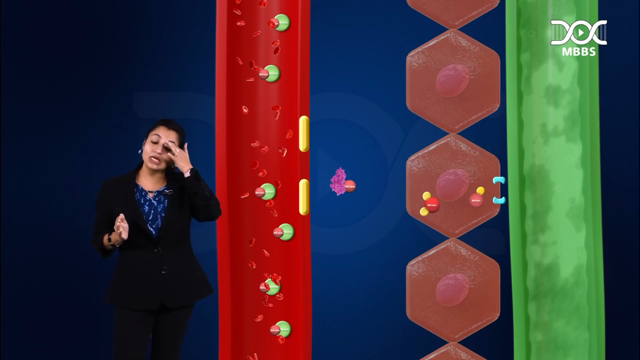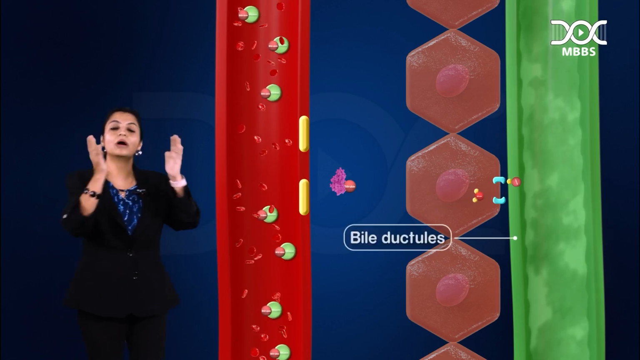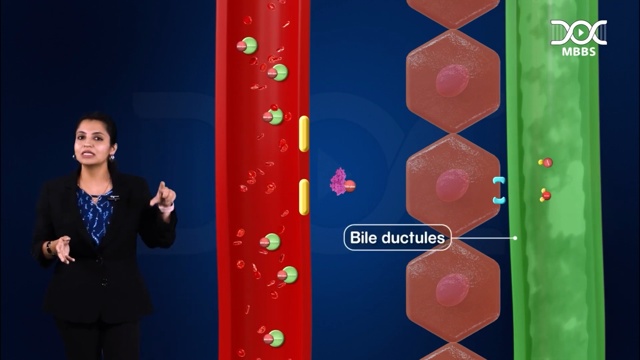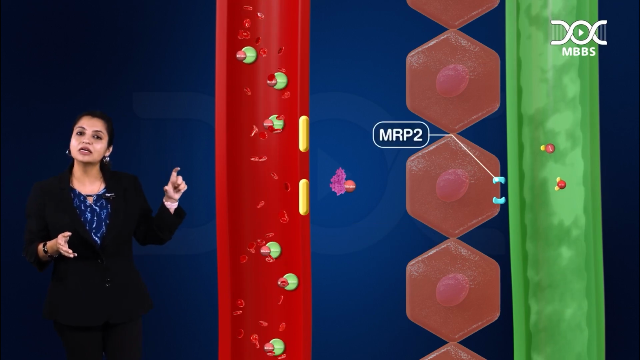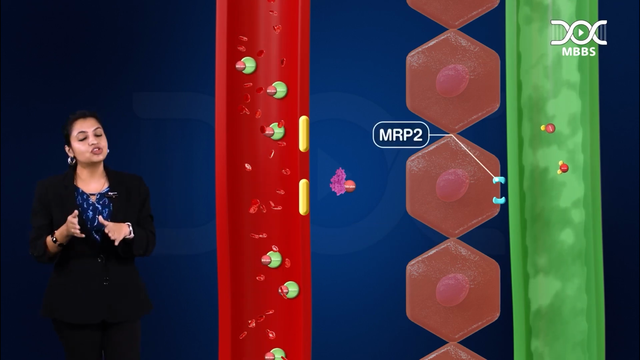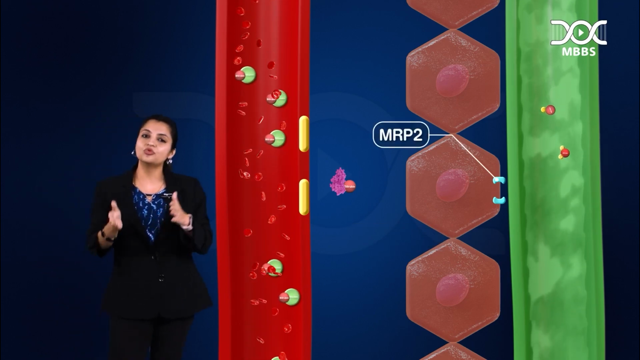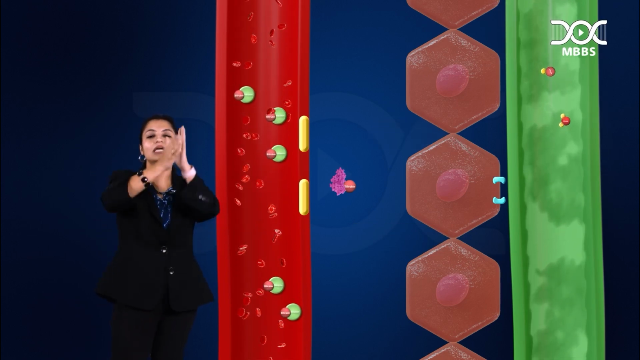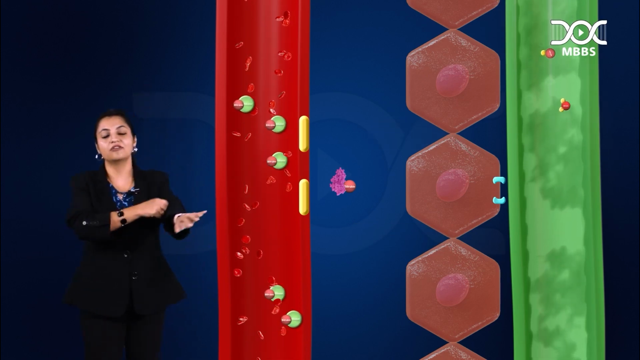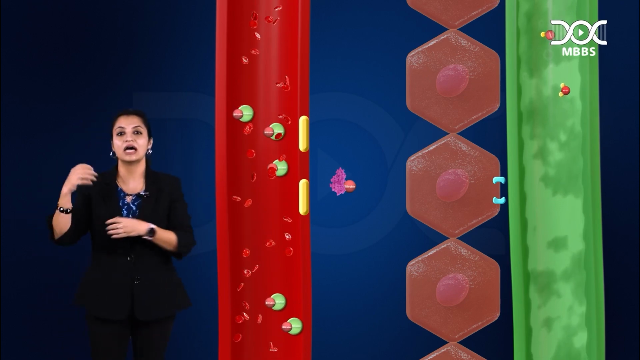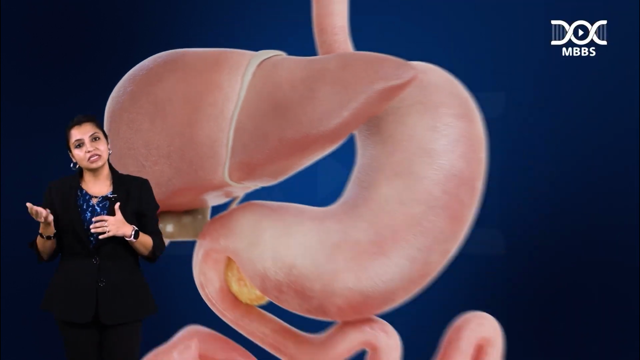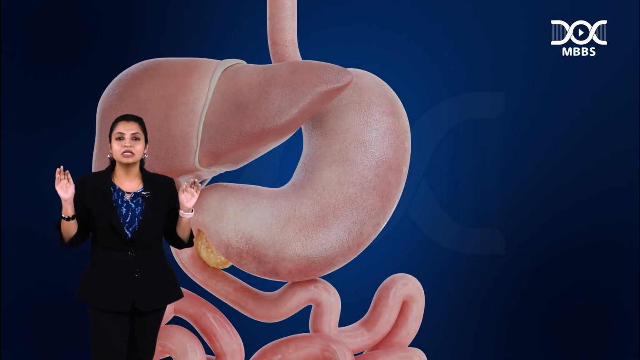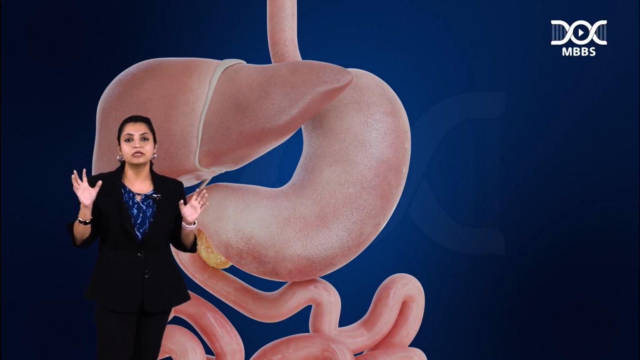Once it's conjugated, it is then thrown into bile ductules with the help of an ATP dependent channel called ATP dependent multi-drug resistant protein 2, which basically takes this bilirubin into the bile ductules. These bile ductules carry the bile and take it to the bile duct, and from the bile duct it is secreted as bile from the liver. Now here is one catch that you have to remember.